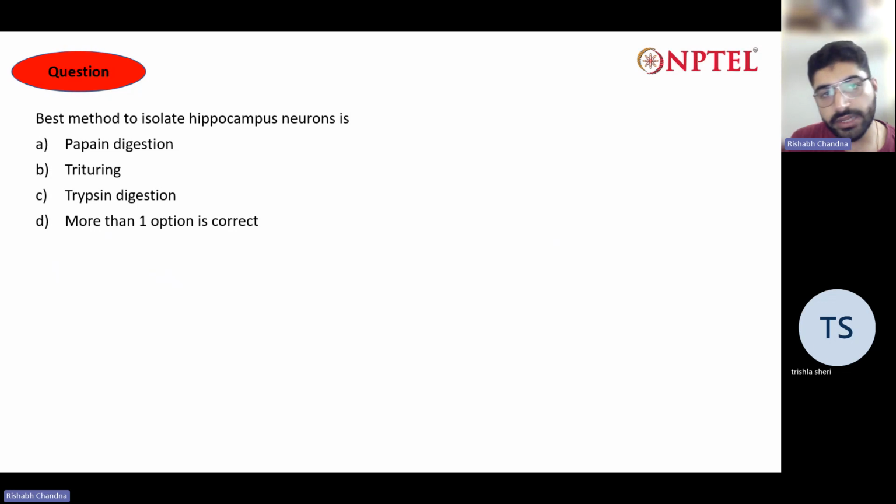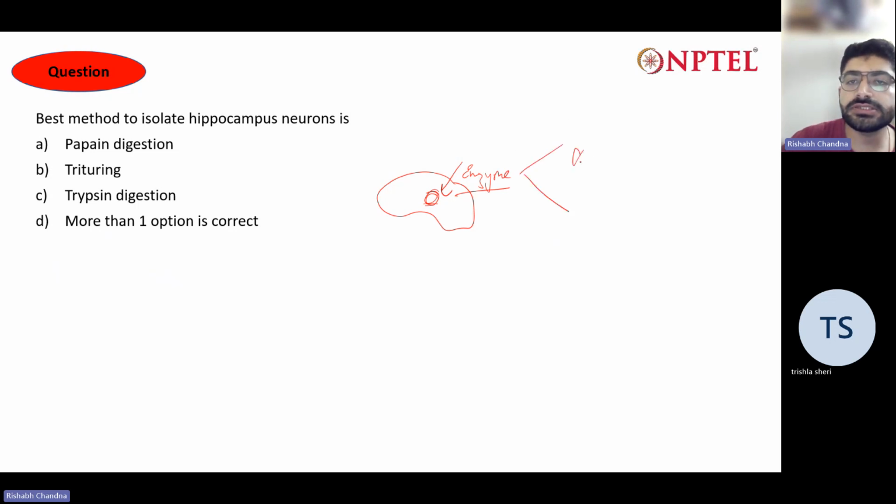So, the best way to isolate hippocampus neurons is... we can use, if we have to dissociate any neuron from any organ of the body. For example, consider this as the brain, and here we have the hippocampus neuron. If we use an enzymatic method, that has certain advantages as well as disadvantages. In case of advantages, we have the ECM, the extracellular matrix. These particular enzymes help in removal of the ECM.